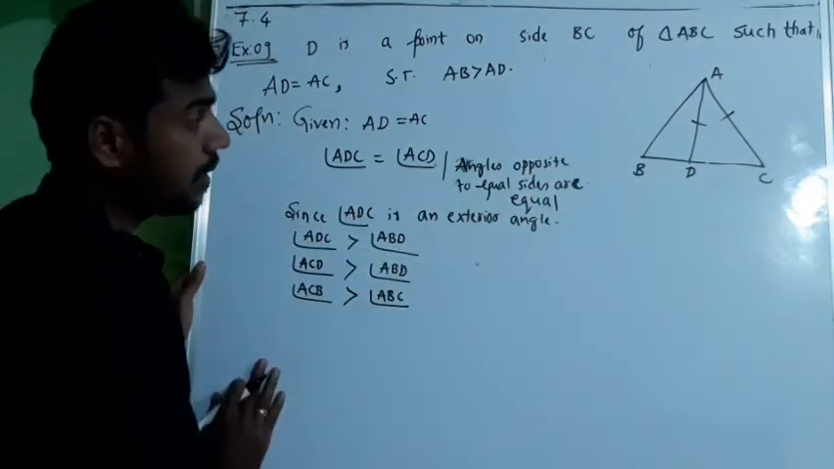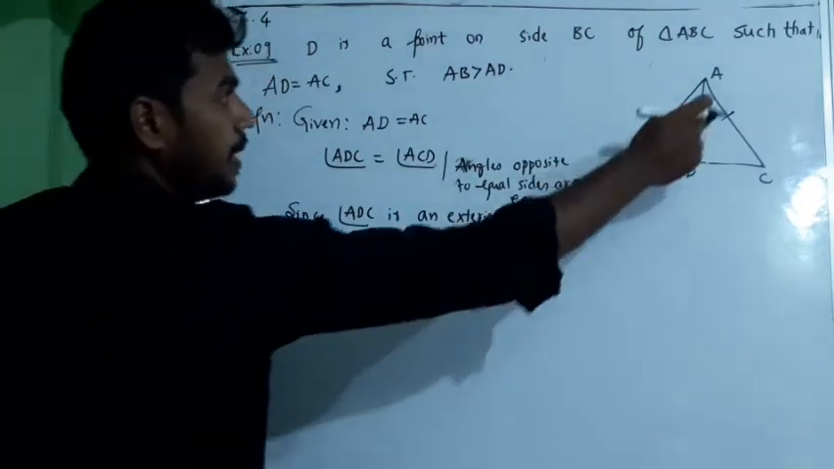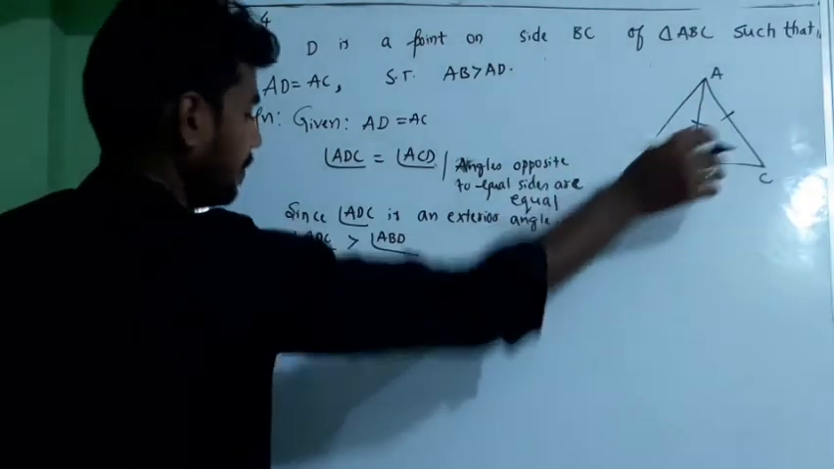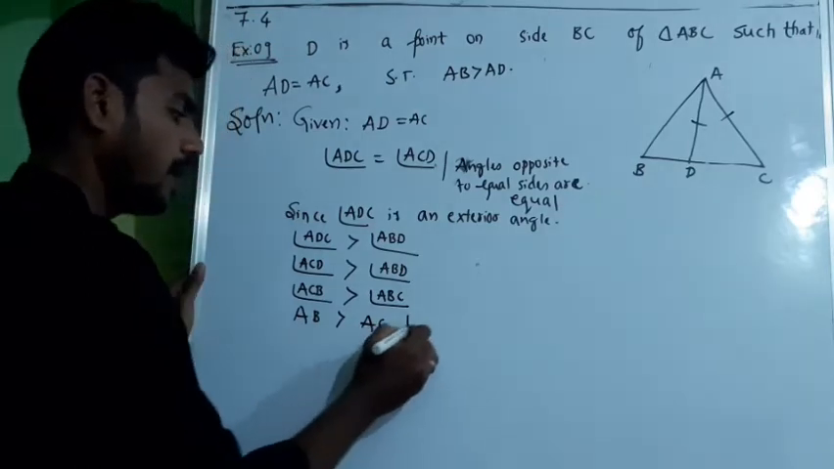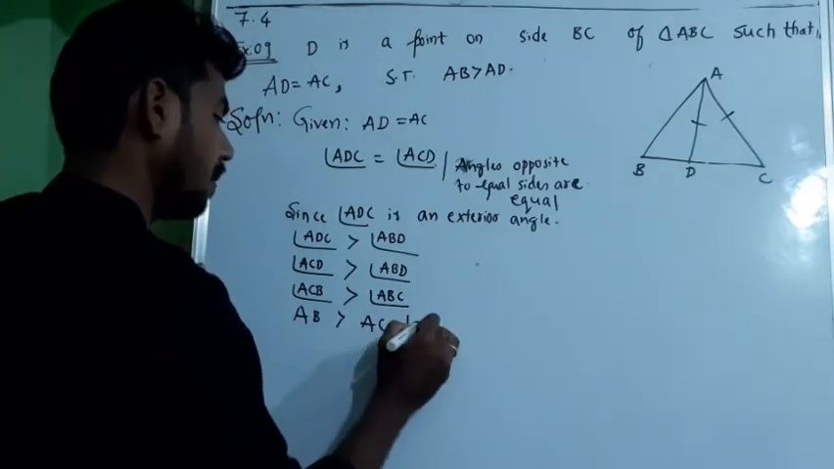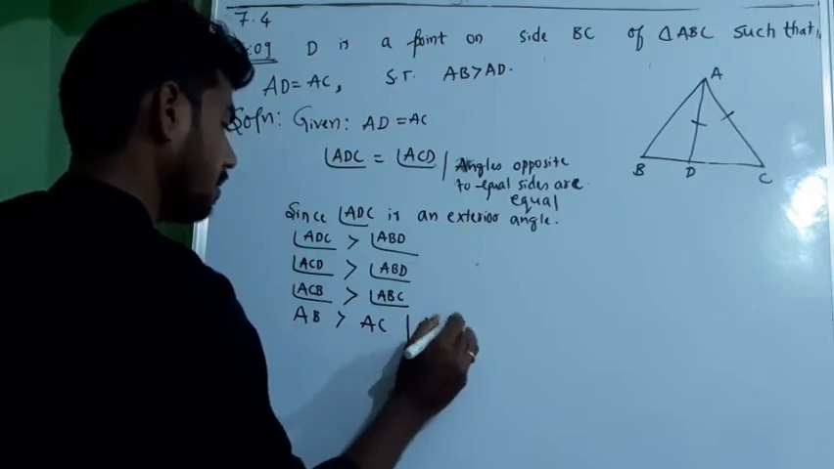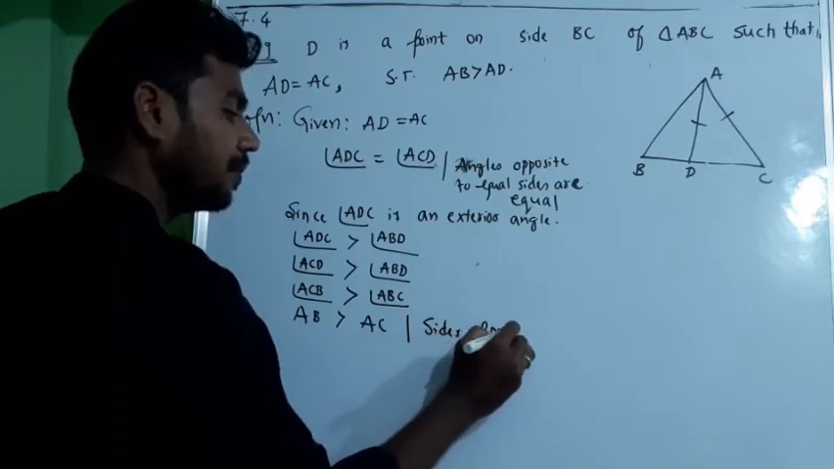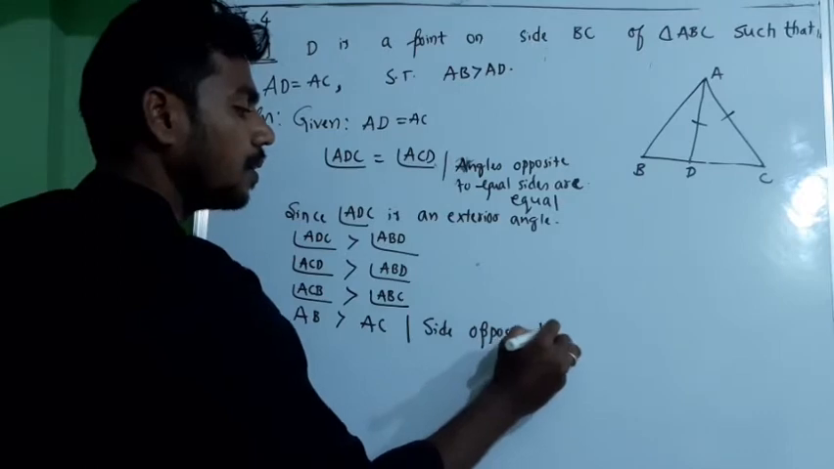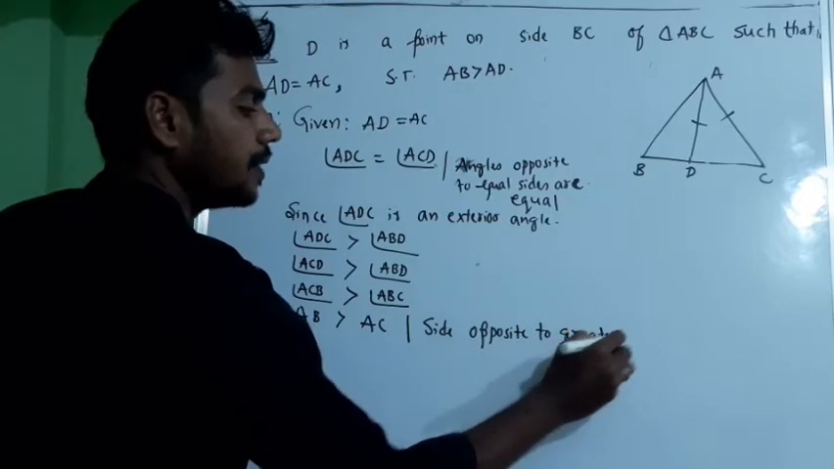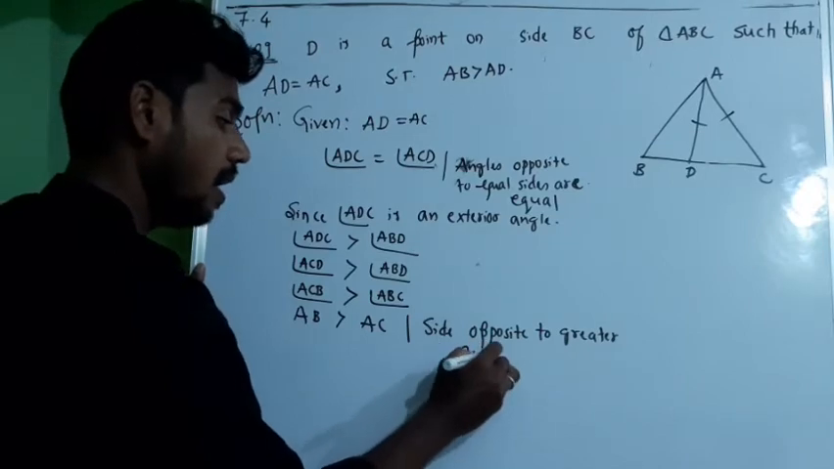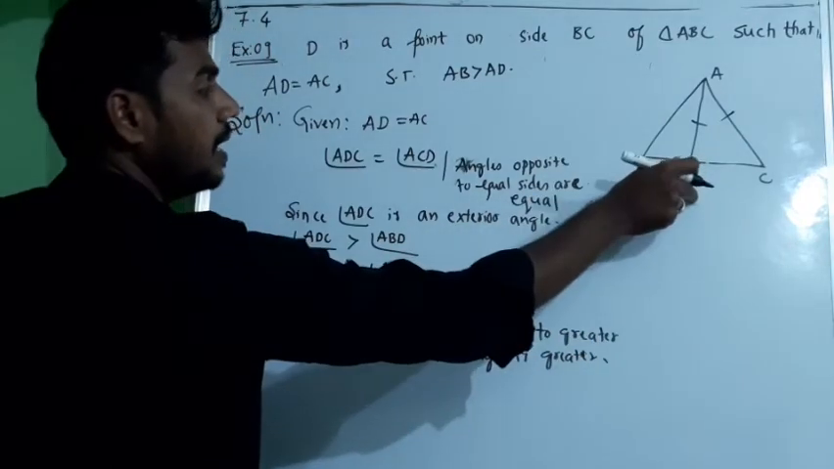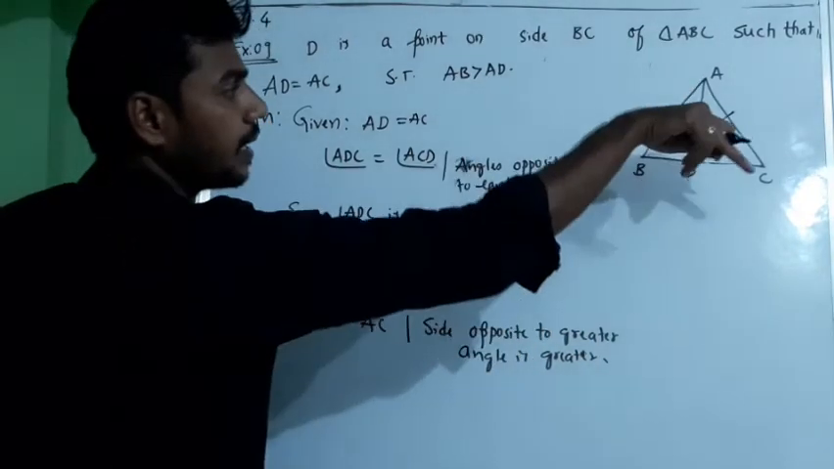Now, what can I write? Where is ACB? ACB is here. AB is greater than AC. Why? Because sides opposite to greater angle is greater. We studied this theorem. See, we proved ACB is greater than ABC.